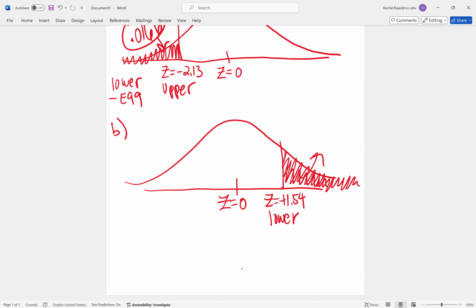And where's the upper bound? In other words, where does the shading continue to the right? Where does it end? It technically doesn't end. So my upper is going to be infinity, or E99. And again, since we're working with z-scores, the mean is 0 and the standard deviation is 1.